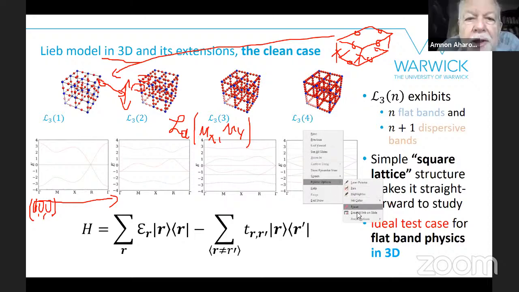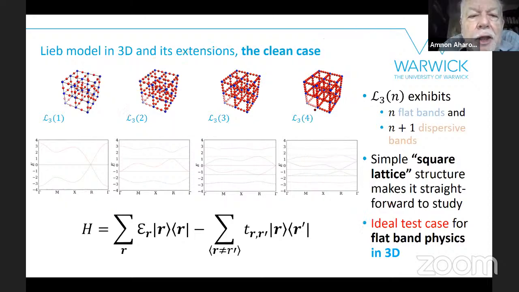I think what Alexei is saying is that instead of the cubic lattice, you could have started with the FCC or the BCC Lieb lattice and then dress it with the other sides.